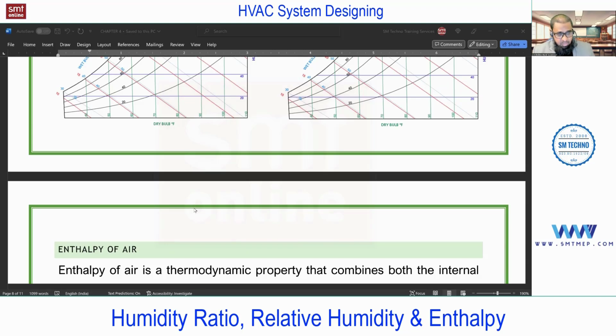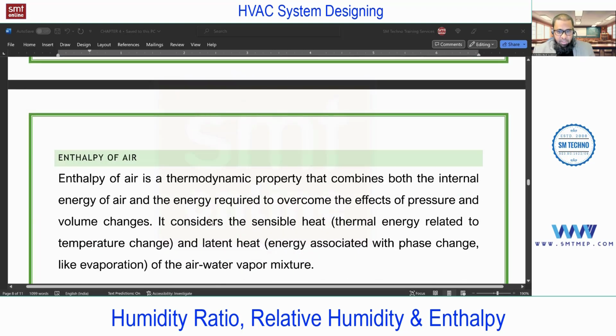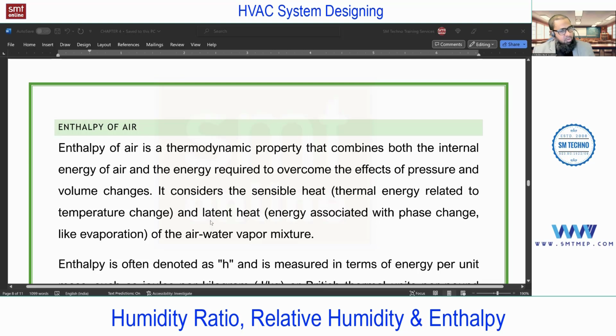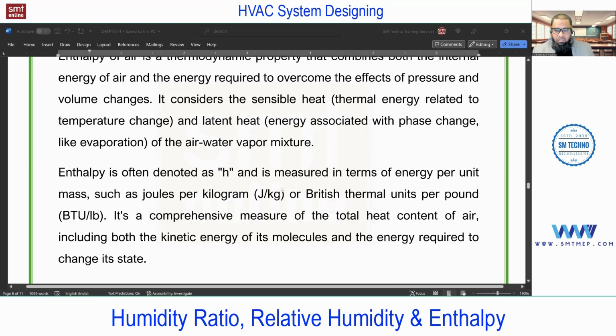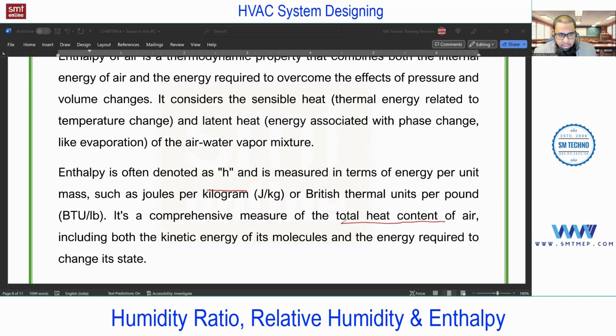Then why are we talking about enthalpy again? This time we are talking about enthalpy for air. The important point is, remember, the enthalpy of air is also a heat content, but for dry air and the moisture. Enthalpy here is related to the latent heat, the total heat content of the air, that includes sensible plus latent.